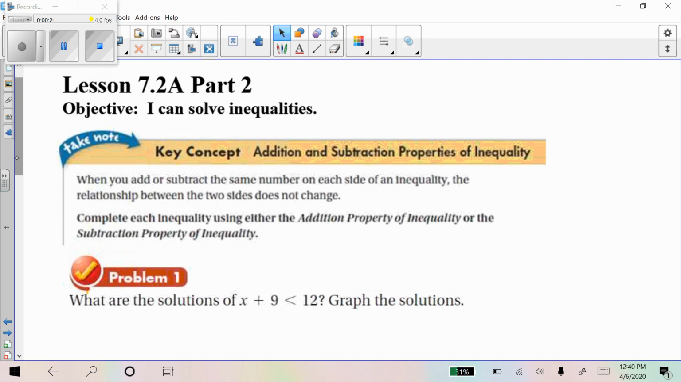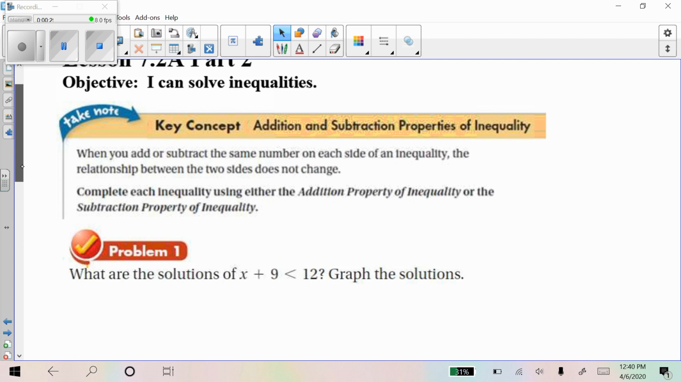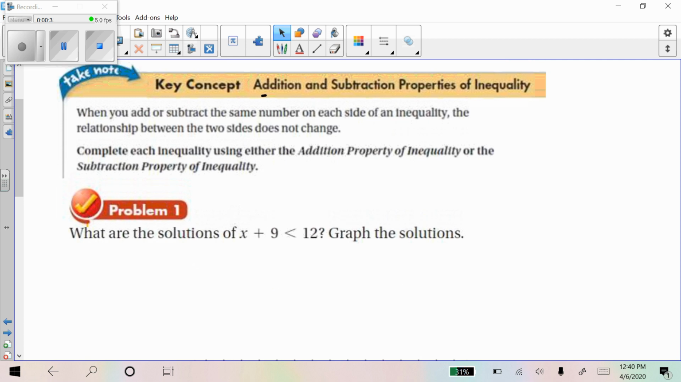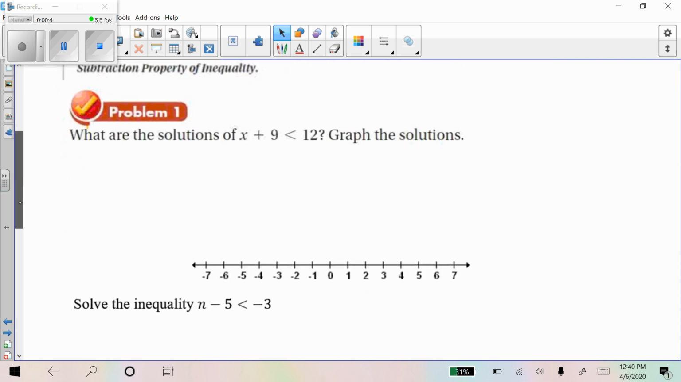things that we learned when we were solving equations that can help us out a lot here. One thing is that when you're doing addition and subtraction inequalities, we're going to undo those by doing the inverse. So if it's an addition problem, we're going to subtract. If it's a subtraction problem, we're going to add.